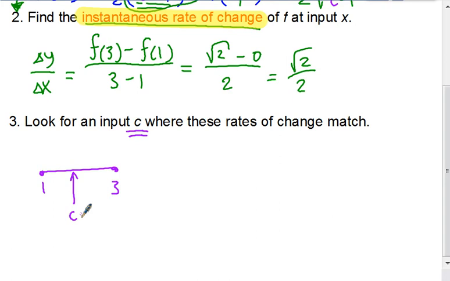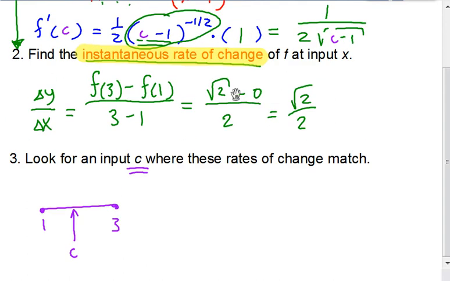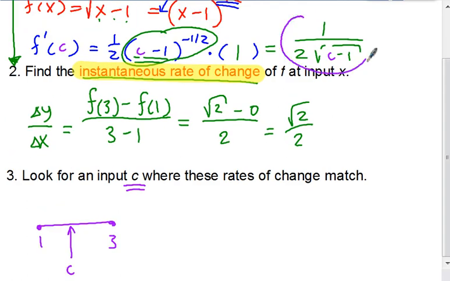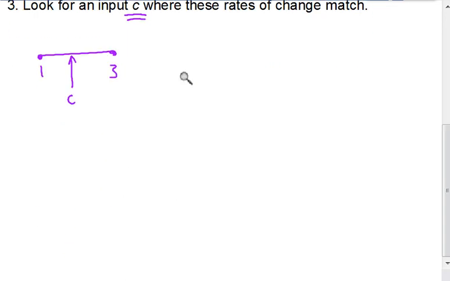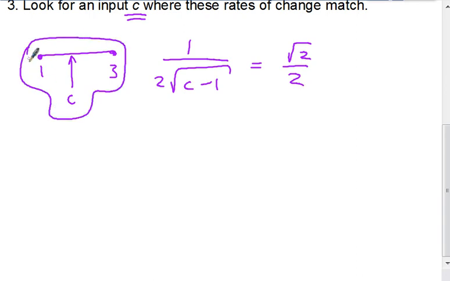All right, so let me see what I need to do next. I need to take the derivative formula, which is here, and I need to find out where that derivative formula is equal to this particular value. So let me write down an equation and then try to solve it. 1 over 2 times the square root of c minus 1 is supposed to equal square root 2 over 2, somewhere. All right, the mean value theorem says it has to happen somewhere, and now we just need to find out where that happens. Okay, so different ways to go about this.